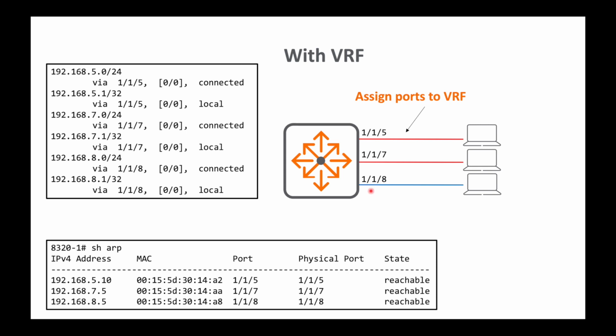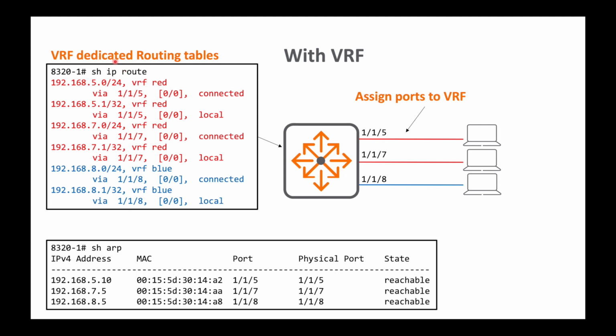And what that will do is it will divide up our table. So we'll have VRF dedicated routing tables. So they won't look like this. Don't go looking for this on a device. This is just to illustrate the point. But essentially, it takes the routing table and divides it into the subnets that are configured to the ports that are attached to VRF red are here, and the subnets for the port that are attached to blue are here. Now, these are segmented now.